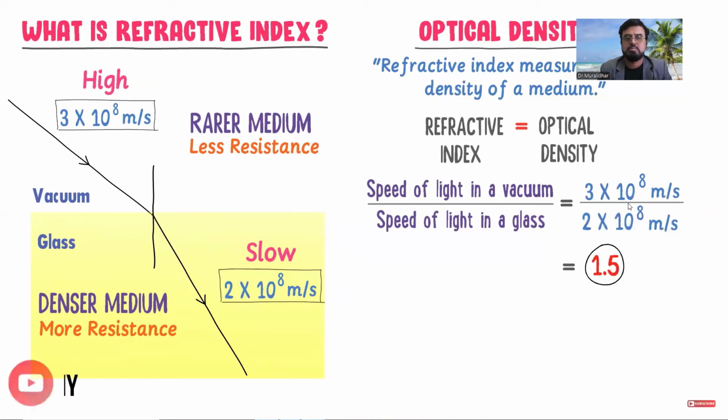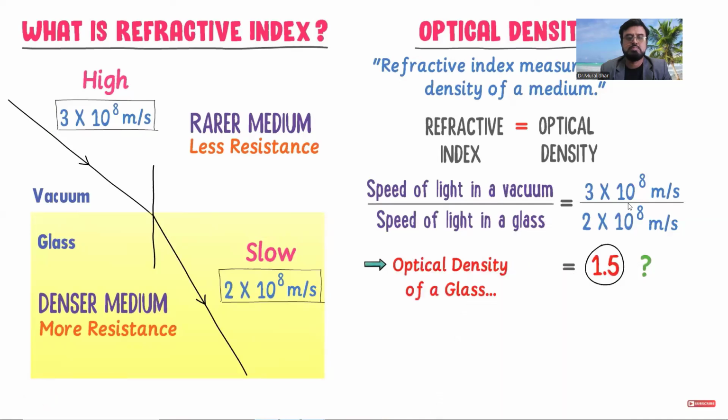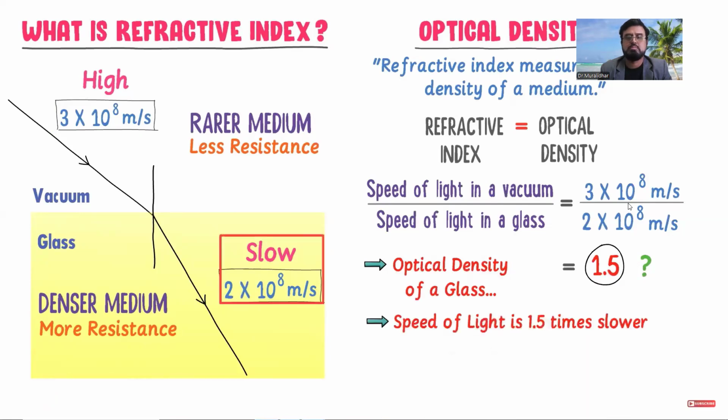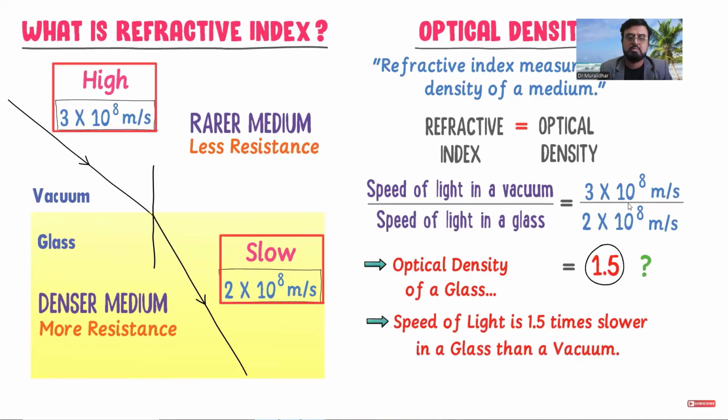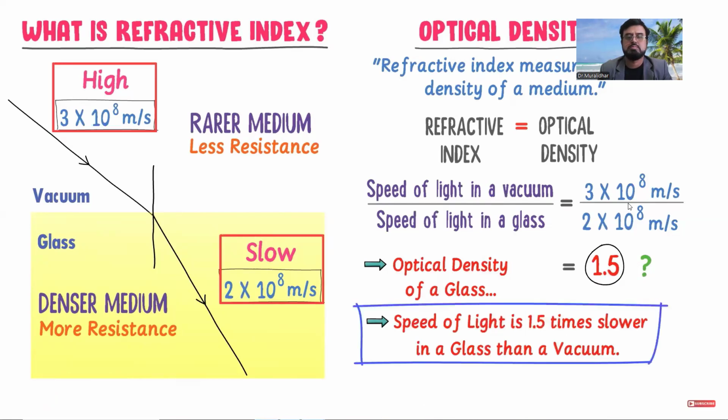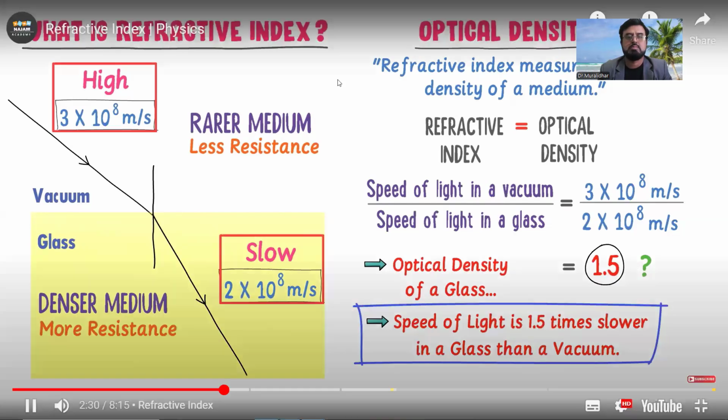What does this 1.5 mean? Firstly, it shows the optical density of glass relative to vacuum. Secondly, it shows that the speed of light is 1.5 times slower in glass than vacuum. Let me repeat this important point. It shows that the speed of light is 1.5 times slower in glass than vacuum. Very important, you can note this point.